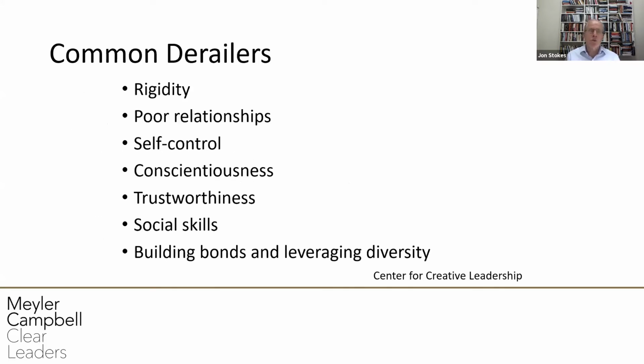Some common reasons why people's careers derail, as it's called, as you see here, are that the person is rigid, they make poor relationships, they are poor at self-control, conscientiousness, trustworthiness, social skills, and building their relationships. This is some research done by the Centre for Creative Leadership on how leaders and senior managers commonly derail in their careers, because they haven't, generally speaking, had constructive feedback about their behavior.